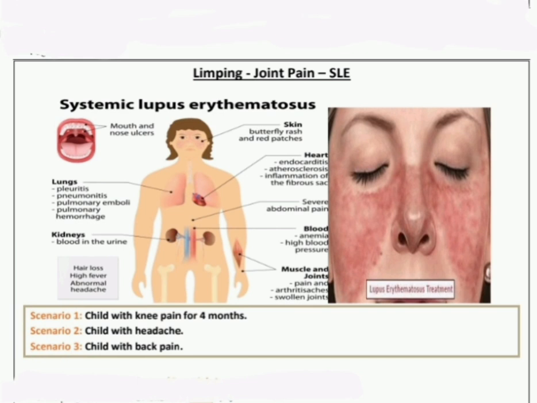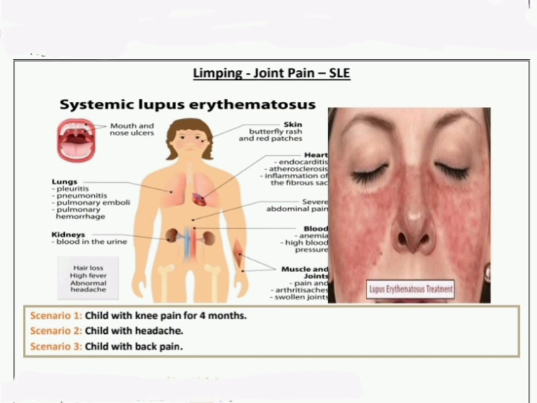headache. So lots of features like arthritis. We ask about hematuria, abdominal pain, joint pain, hair loss, alopecia, rash present. These are the features. Now chief complaints: it can present with a child with knee pain for 4 months, a child with headache, and a child with back pain. So after analyzing, we will go and then we can find the history.